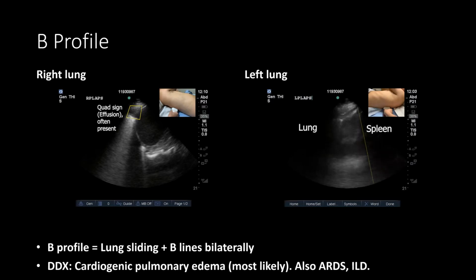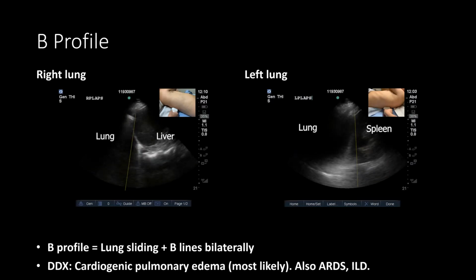However, ARDS and interstitial lung disease are possibilities, but these are more likely represented by the B prime profile, in which there is reduced or absent lung sliding with B lines. In addition, ARDS and interstitial lung disease oftentimes present with an abnormal or irregular pleural line, versus cardiogenic pulmonary edema presents with a normal pleural line.